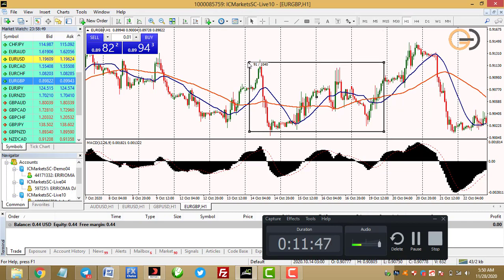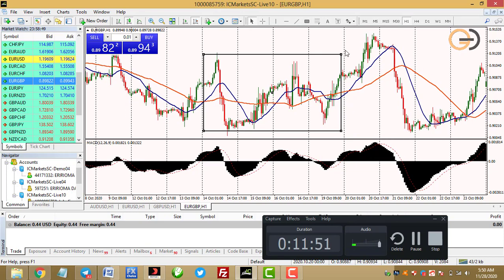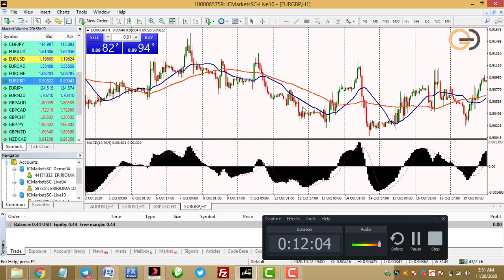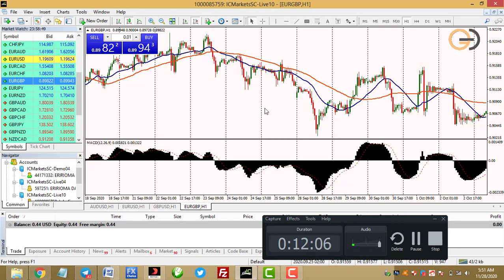You can see this is the range. Okay, so it managed to form a trend here, and then it came down. You see the cross and you see the sell. Okay, so that's how you use the MACD volume indicator in conjunction with the moving average to determine price movement.